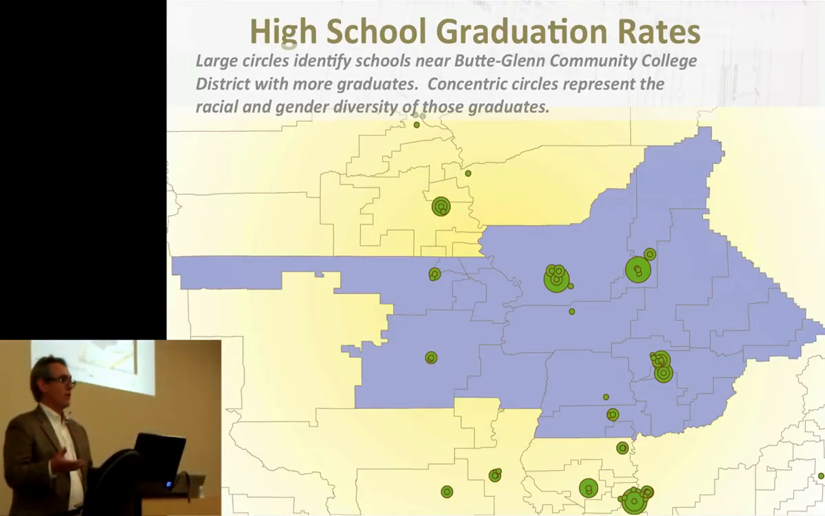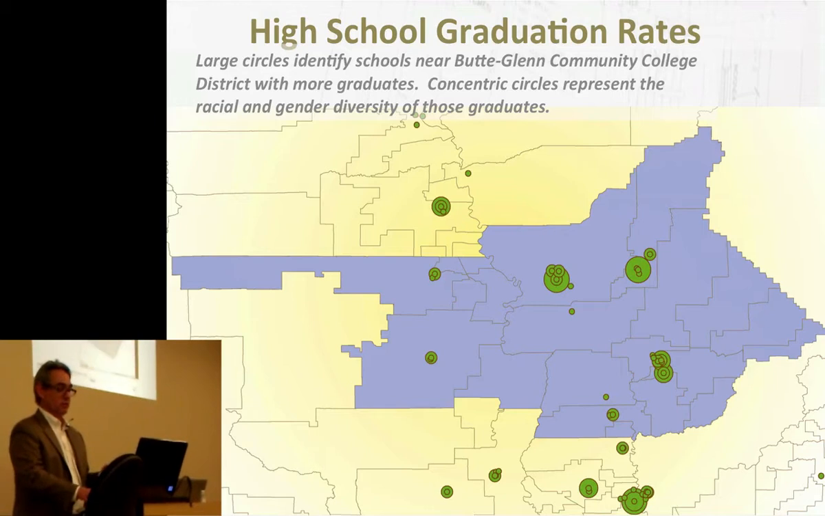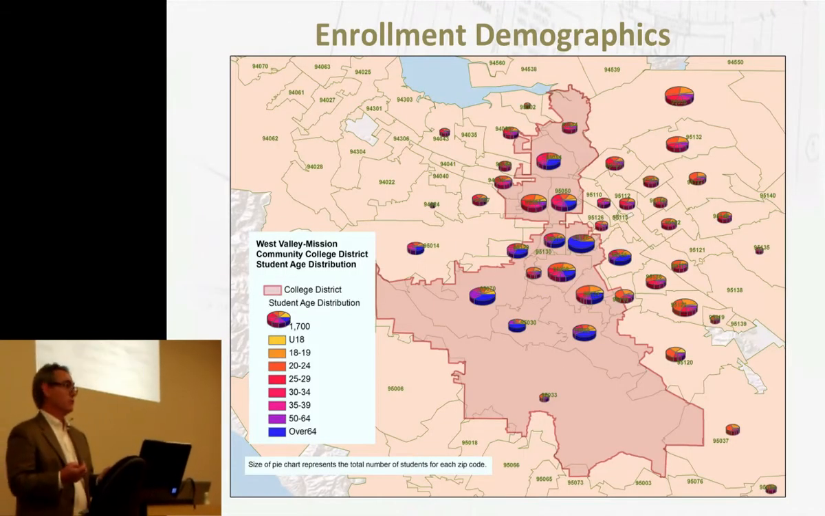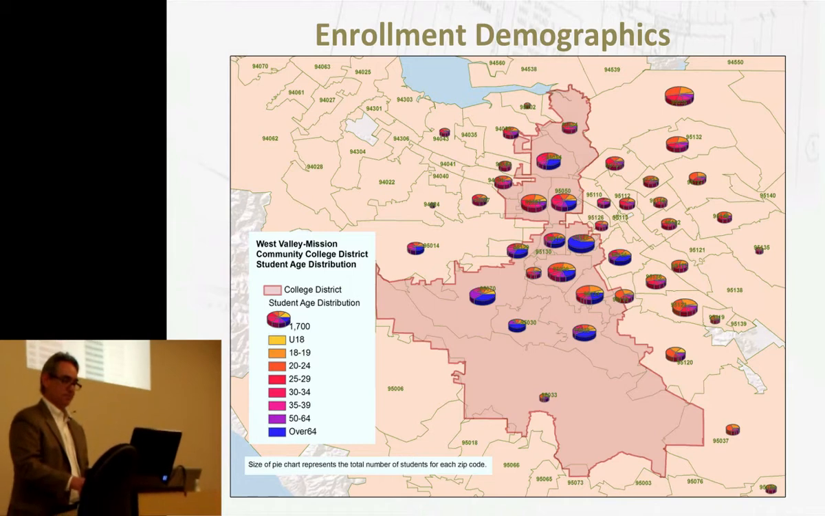We can look at high school graduation rates at the K-12 districts in and around our districts to give a sense of what student needs are going to be in the future. We can look at enrollment demographics. In our case, this is a plot of age distribution of students by zip code, looking at where young students and older students are coming from into our campuses.